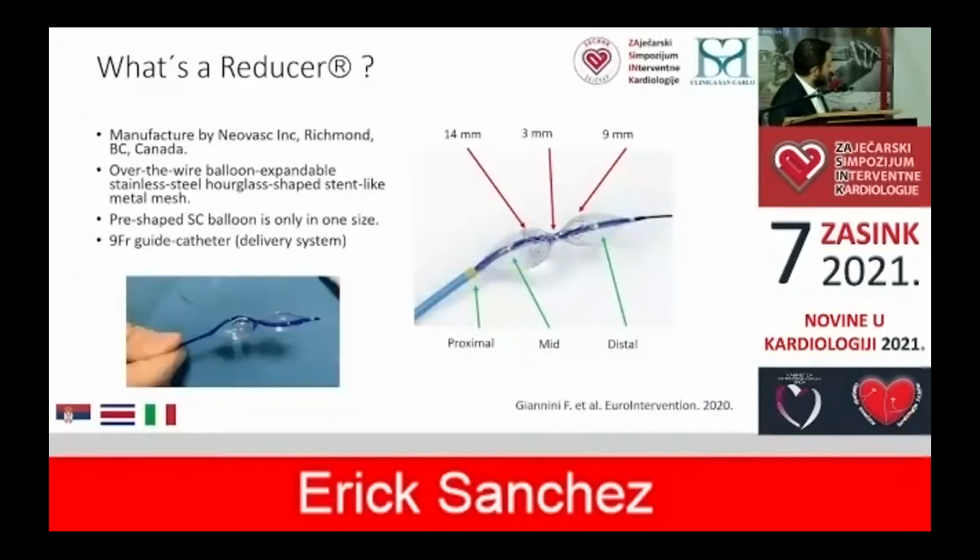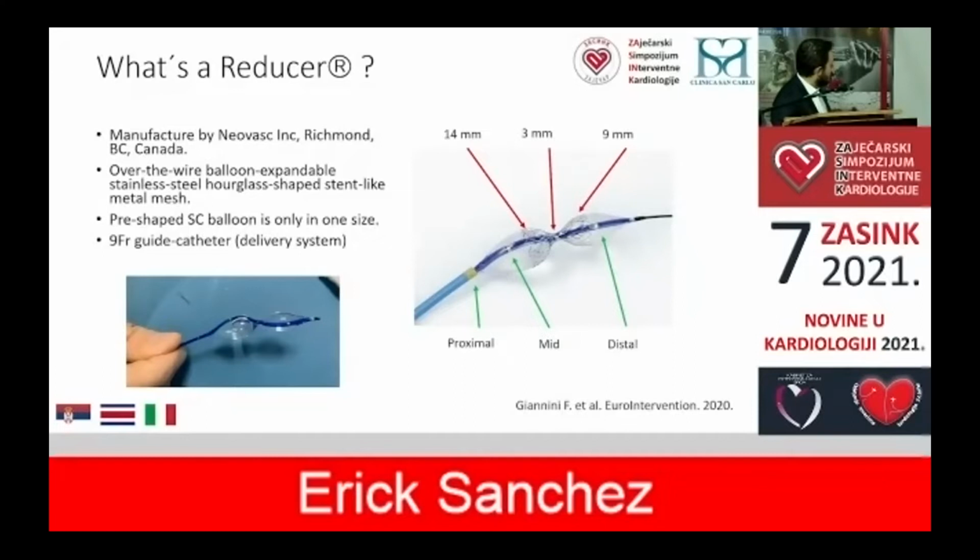It's a stent, a metallic stent in the shape of an hourglass. And you can see you have a pre-shaped balloon, a bigger proximal balloon and a smaller distal balloon. In the mid part, these two sides of the stent you can modify with the inflation pressure, but the mid part is the same, 3 millimeters. And this is a very simple device.